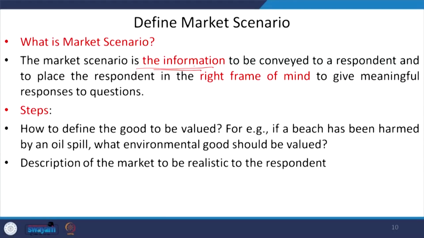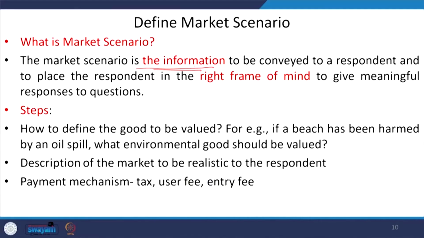And finally, we will be asking how these individuals who are party to this sea beach are going to value this degraded environmental qualities and attributes. Then we will be describing the market to be realistic to the respondents. Although we know that the contingent valuation method is purely hypothetical, based on this scenario we can generate the scenario and convey it as if there is a real market existing and we need to value those environmental goods or services which are at stake.